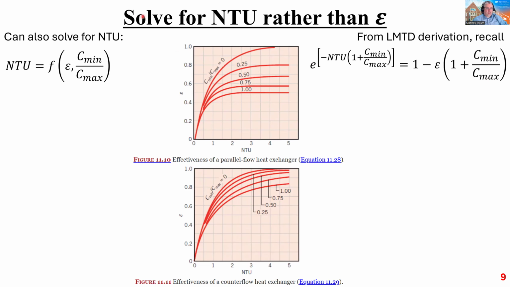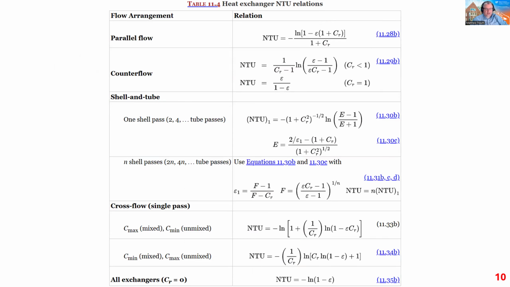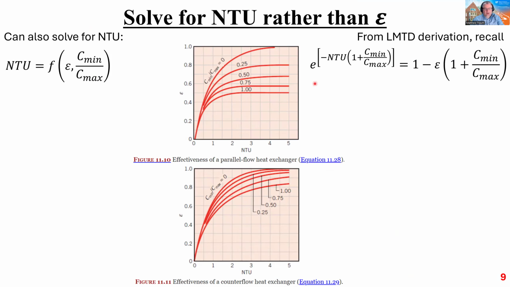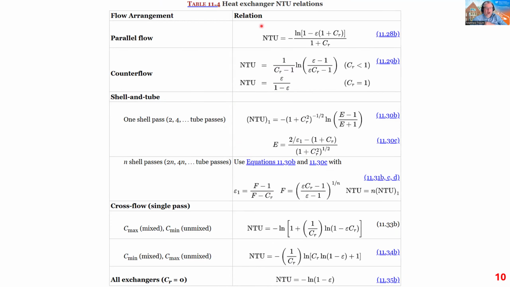Okay, so in this world of solving for NTU rather than effectiveness, there's another table, right? So this is table 11.4, not to be confused with the table 11.3 in the book. Notice in 11.3, what you're looking for is effectiveness and you're given NTU. In table 11.4, you're looking for NTU and you're given effectiveness, right? So it's basically just taking all those same equations that we found before and just flipping them around to solve for NTU instead of effectiveness, right? So no big deal mathematically.